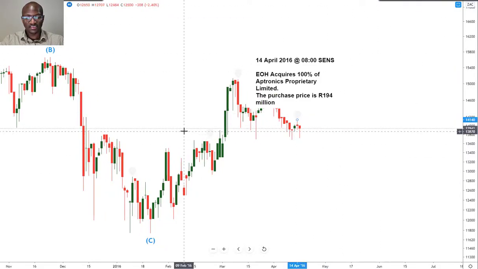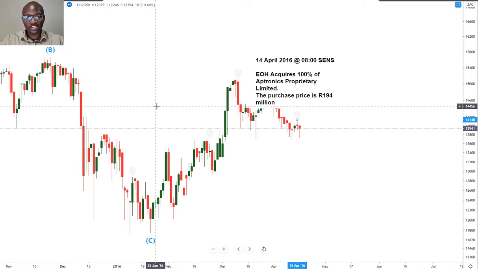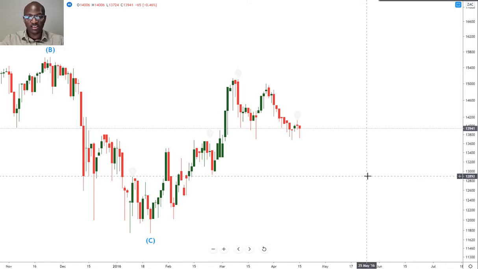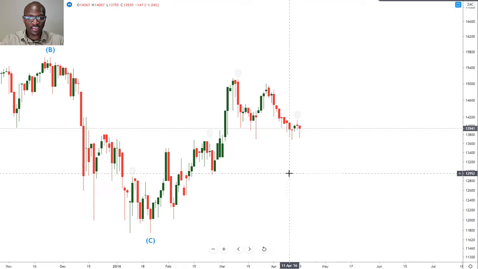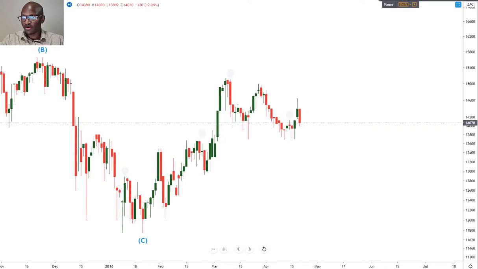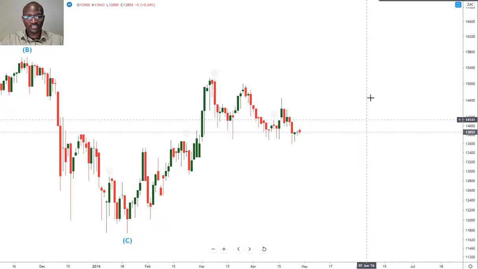And on this day, more acquisitions. EOH acquires 100% of Aptronics. So again, EOH just keeps buying more and more acquisitions, irrespective of where the share price is within the trend. Well, most CEOs and entrepreneurs wouldn't be looking at charts and trying to ascertain where the market is. If there's a buying opportunity, they will buy, and they'll believe that whatever acquisitions they do will add more value to the firm. And from there on, the market continues to make a correction.